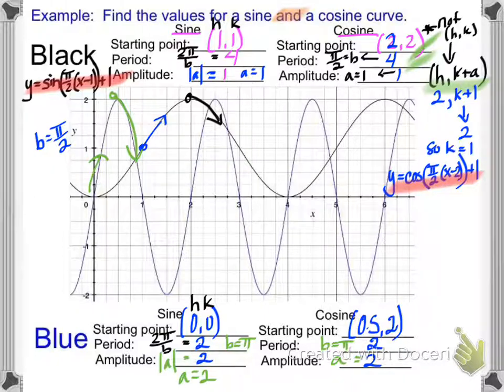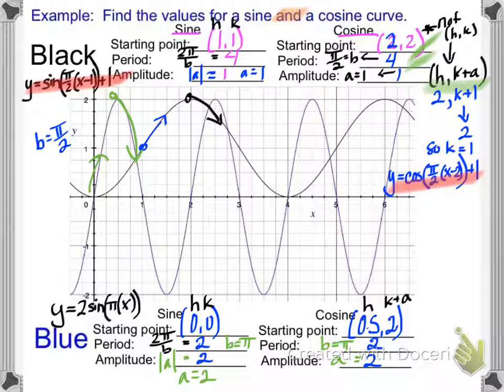I have my h and k for sine. So let's write the rule for sine. My rule is always a sine of b, x minus h plus k. H and k are 0, 0, so those don't really matter in this case. But pi is your b value, and a is 2.